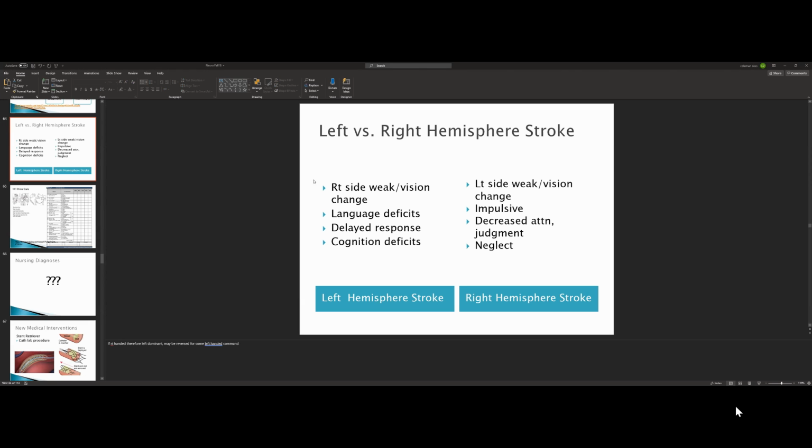Now, everything else, like you can see over here on the right hemispheric stroke, you see left-sided weakness, vision changes, impulsivity, decreased attention, judgment, neglect. You can see any number of these deficits on either side. The things that you want to remember is that you're going to have profound language and cognitive deficits when it comes to left hemispheric strokes. And remember the primary stroke symptoms that we talked about in the previous slides: contralateral weakness of arm and leg, tongue deviation, visual deficits, sensory deficits, motor deficits.